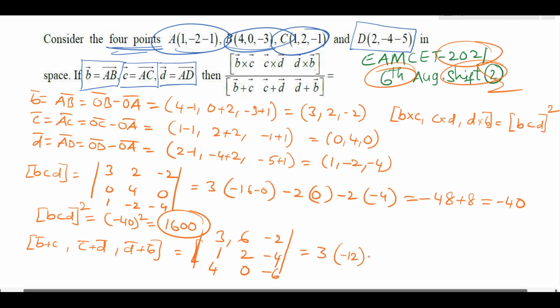This is minus 12 minus 6 into, so minus 6 plus 16, minus 2 of 0 minus 8. So that is equal to 3 into minus 12. This is minus 36. 16 minus 6, 10. 10 into minus 6, minus 60 plus 8 2s are 16. That is equal to minus 36 plus 16 minus 20 minus 60. This is minus 80.